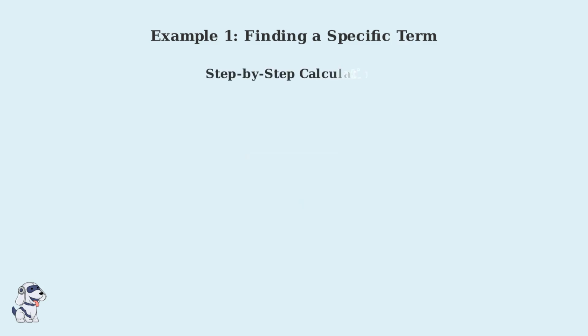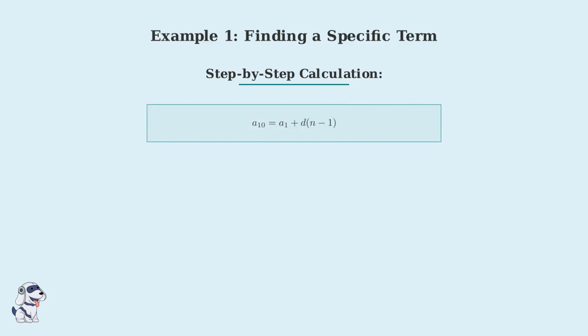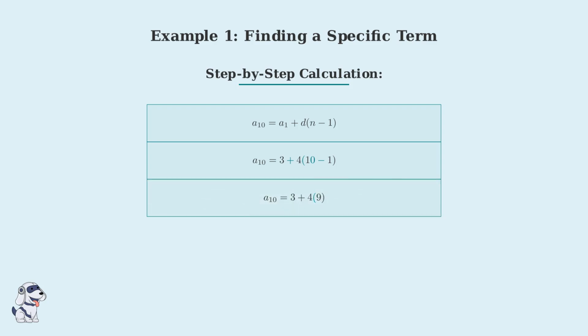Now let's substitute our values into the formula step by step. Step 1, we start with the general formula for the nth term. Step 2, we substitute our known values. A equals 3, d equals 4, and n equals 10. Step 3, we simplify inside the parentheses. 10 minus 1 equals 9.